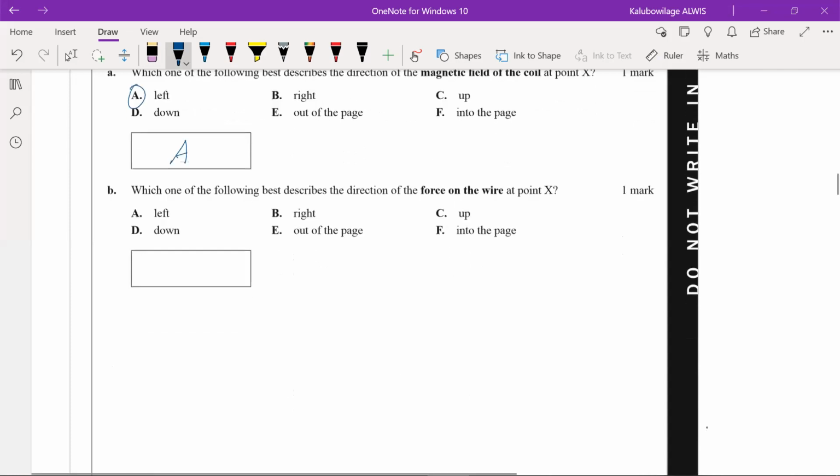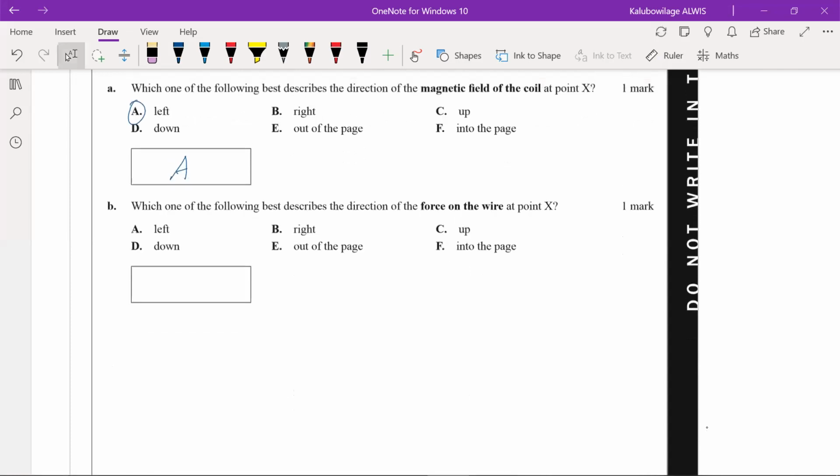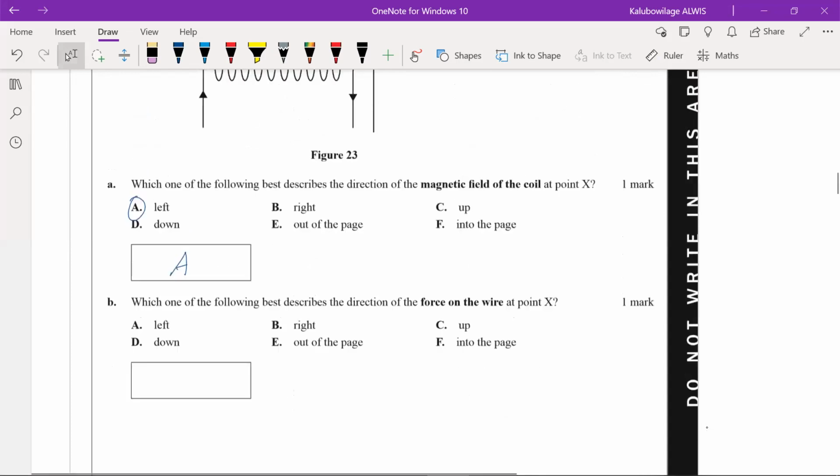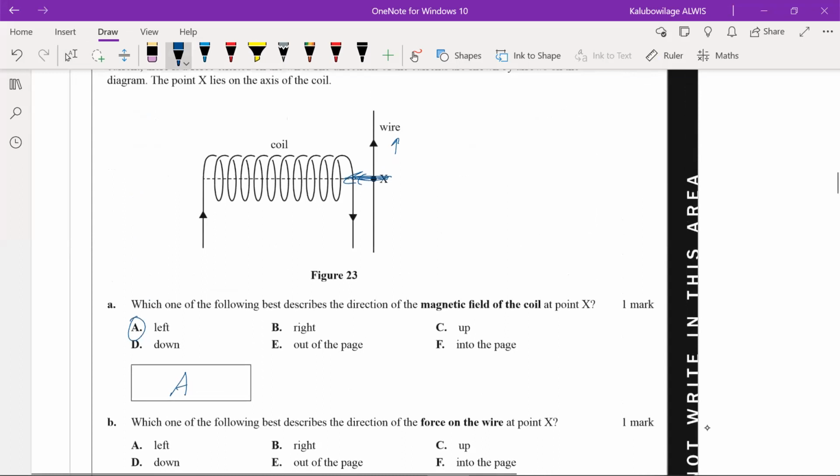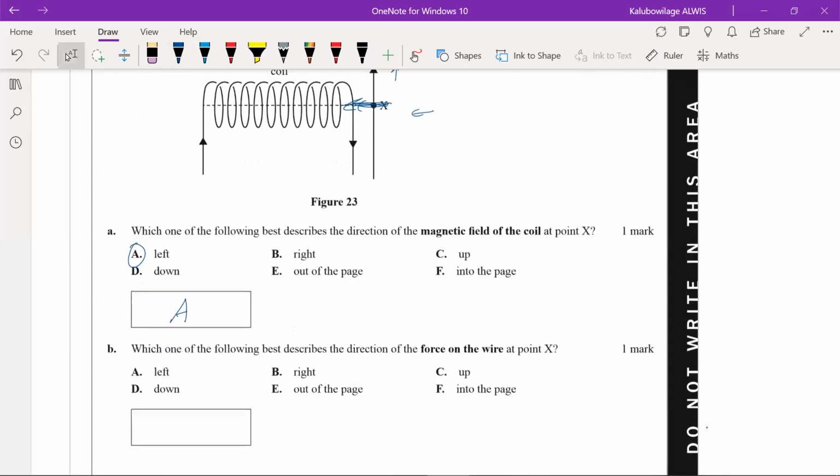There you go. Which of the following best describes the direction of the force on the wire at point X? Now it's the right hand palm rule. So the direction of current is this way, the force is this way. Out of the page.